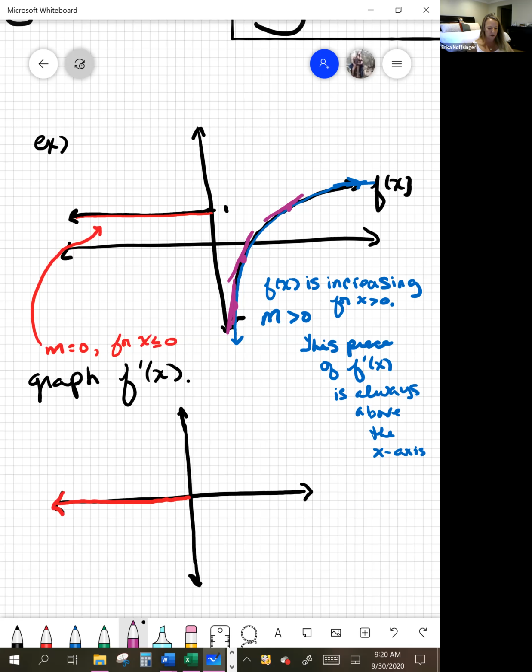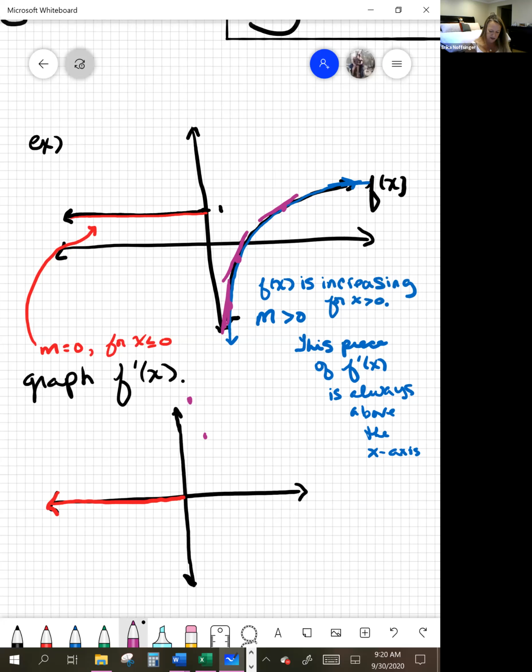So our x values here, their y values of the derivative is going to be huge. And as we start to come in, we're going to start getting smaller and smaller. The slope is decreasing. It's not as growing as fast. And so we'll get something that looks like this for that piece. And so this is our derivative function, f prime of x.